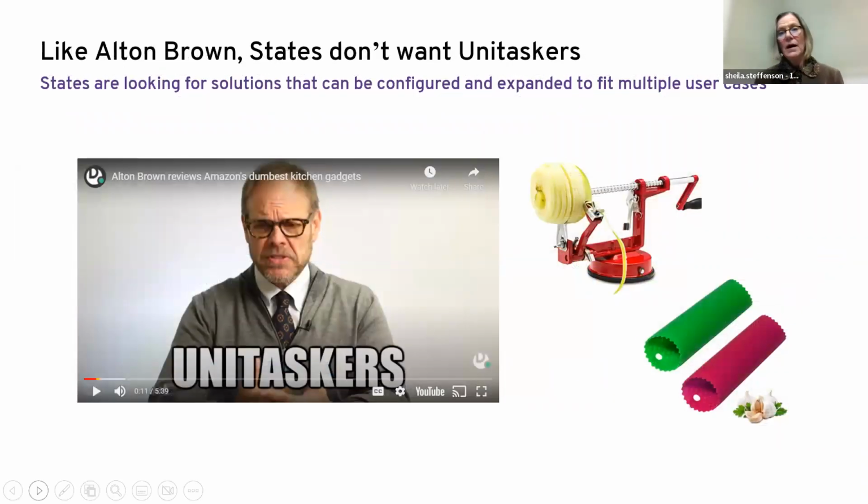But, you know, 911 is one use case, and obviously parcels are now coming into looking at being a more valuable part of 911. But I hate unitaskers. I don't know if you know who Alton Brown is, but he rants, and you should look at it because he's hilarious, on unitaskers. And if you don't know what a unitasker is, it's those things in your kitchen drawer that drive you nuts because they clutter it up so much you can't find what you really need. And they only do usually one thing.